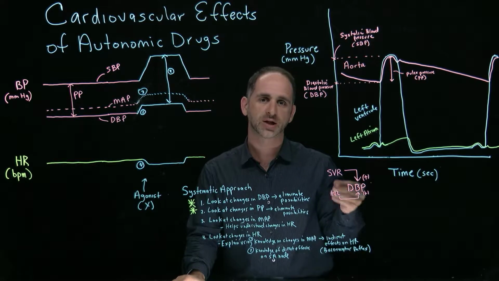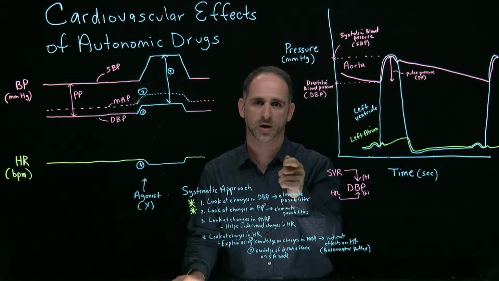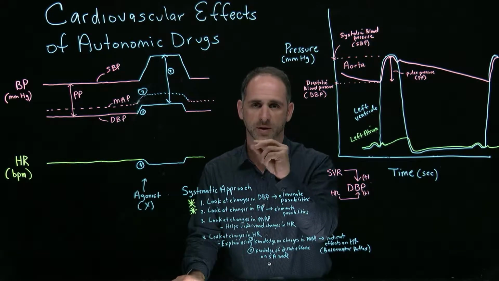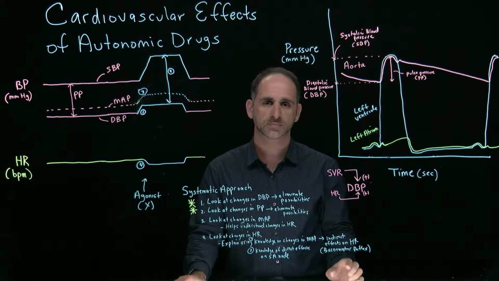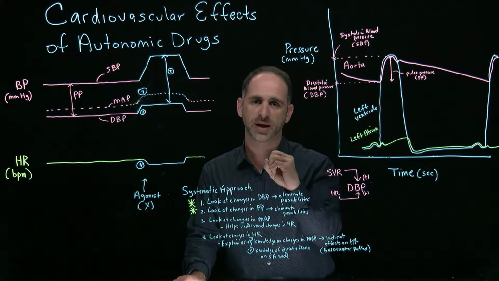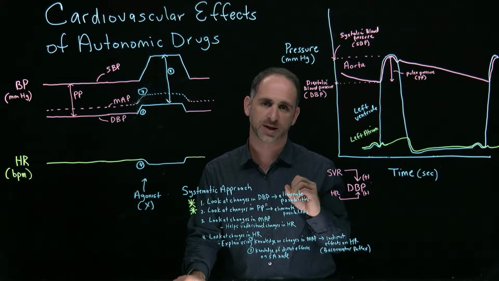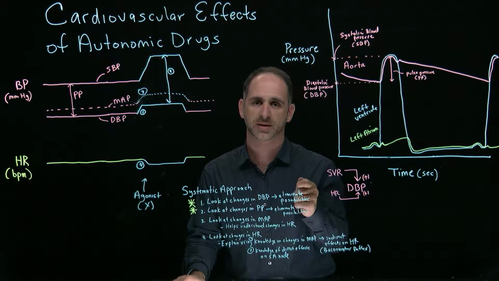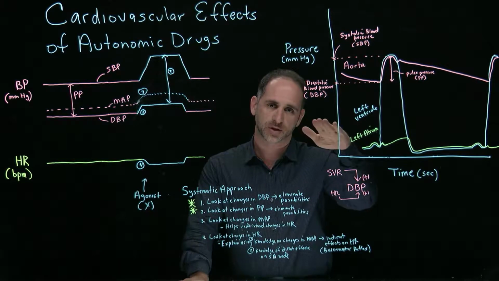So if we change the systemic vascular resistance, and remember the resistance vessels are primarily the arterioles, right? Those are the microcirculation, the vessels just before the capillary. If I change the radii or diameter of the arterioles through smooth muscle contraction or relaxation, that will influence the systemic vascular resistance and have an effect on the rate of decay of the pressure in the aorta.